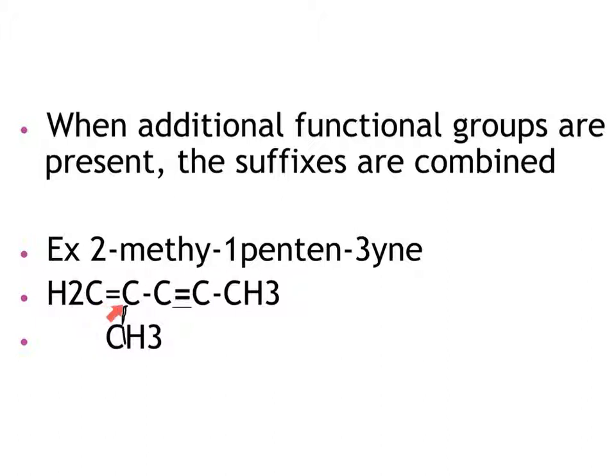Now we have that double bond between carbon 1 and 2, so we're going to call that 1-pentene. We're dropping that last little e. We'll notice that between carbon 3 and 4 we have a triple bond, so that's when we have the dash 3-yne. And we come back and we see that this little chain is 1 carbon, so it's a methyl group. It's coming off of carbon 2. So the complete name of this chemical compound would be 2-methyl-1-penten-3-yne.